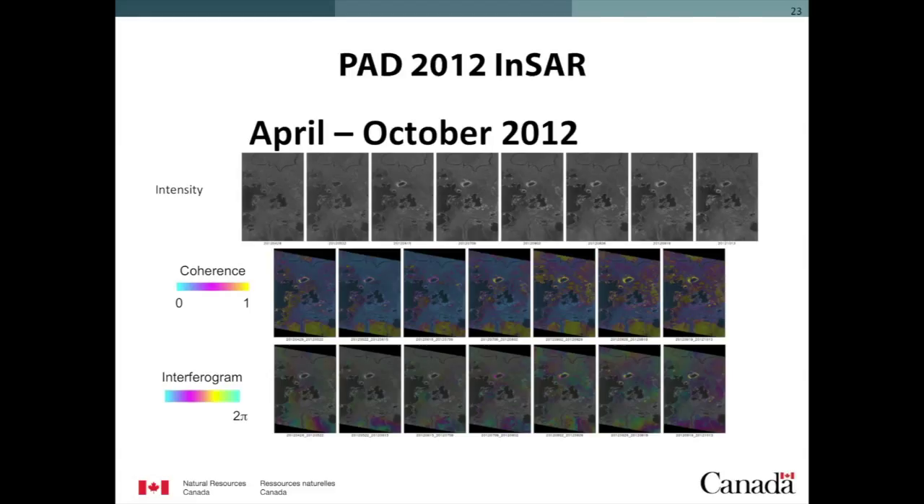So here's the stack from the pad once again, and the second row is the coherence. And once again, you can see how the wetlands pop up at you, in some cases permanently coherent, and in some cases the coherence comes and goes, and I'm confident that's related to the flooding status. And then we produce the interferogram from the coherence.